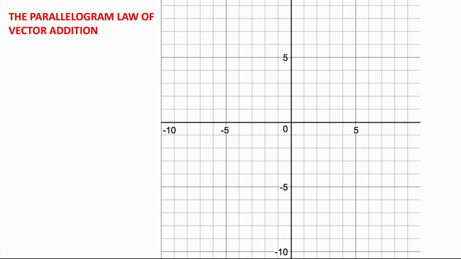So now we're going to look at the parallelogram law of vector addition. Suppose I have a vector AB and another vector AC, which flows in a different direction to AB. Then the parallelogram law of vector addition tells us that when we add AB to AC, we will get the diagonal of the parallelogram formed. So if we draw a parallelogram, we'll get something like this. And then the diagonal of the parallelogram would be AD.